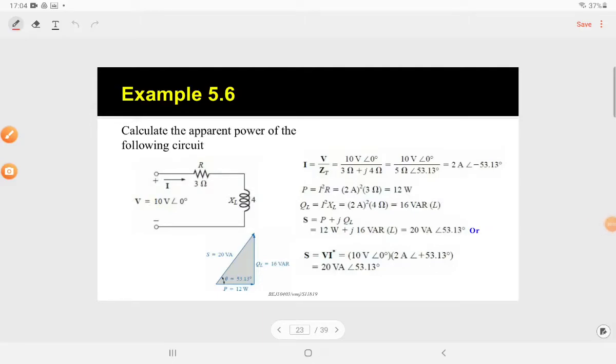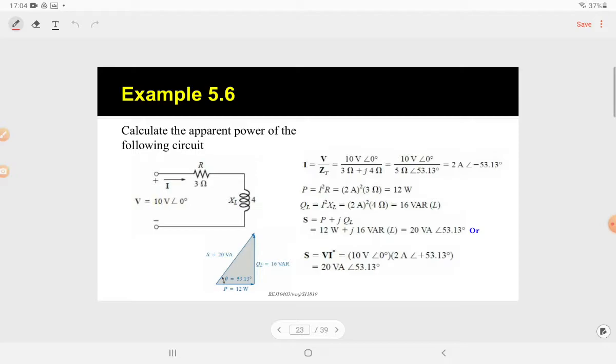Okay, this is the example for apparent power and power factor. You are given a circuit that consists of a resistor and an inductor connected in series, and the supply for the circuit is V equal to 10 volt with the angle of 0 degree. You need to calculate the apparent power for the circuit.